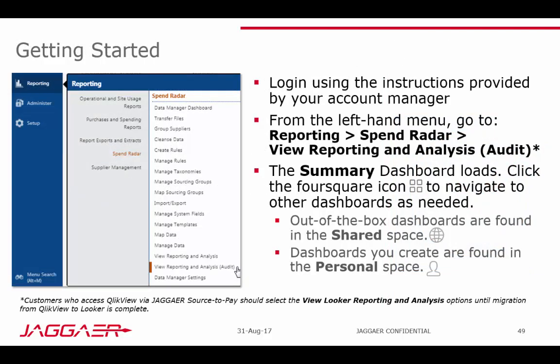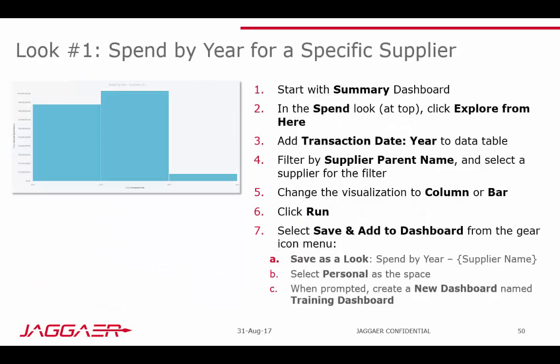So within the reference guide, there will be instructions for how to get started, how to navigate to the proper area within the Jagger Source to Pay suite, and then instructions for how to create each look. So here with the spend by year for a specific supplier, you'll be pulling in dimensions, changing the visualization, and then saving the look, as well as creating a new dashboard in your personal space. Remember, the personal space is your sandbox, so you can always go back in and remove these later, but you can keep them and use them as a jumping off point for additional validation and additional reporting.